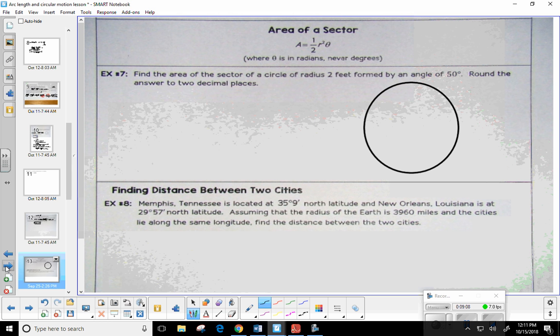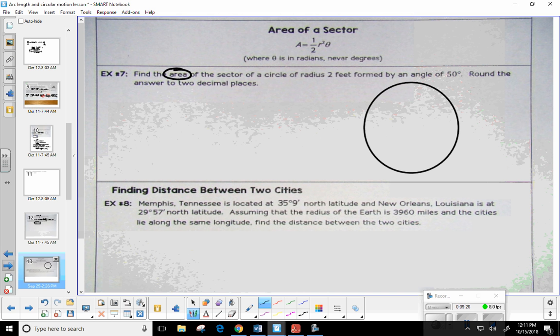Okay, so these are the only 4 problems I have left, and I don't think they're going to take too long. Hopefully we'll have some time, like I said, in class to work on the assignment. Number 7, it says, find the area of the sector of a circle of radius 2 feet formed by an angle of 50 degrees. So this one gets us into our new topic.